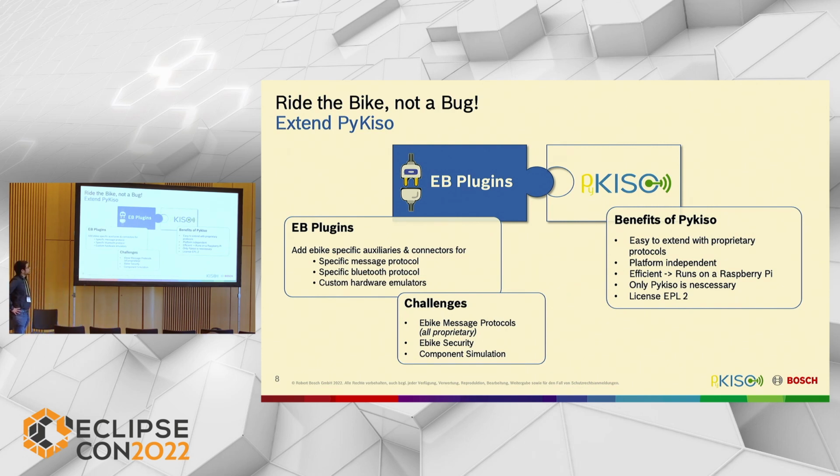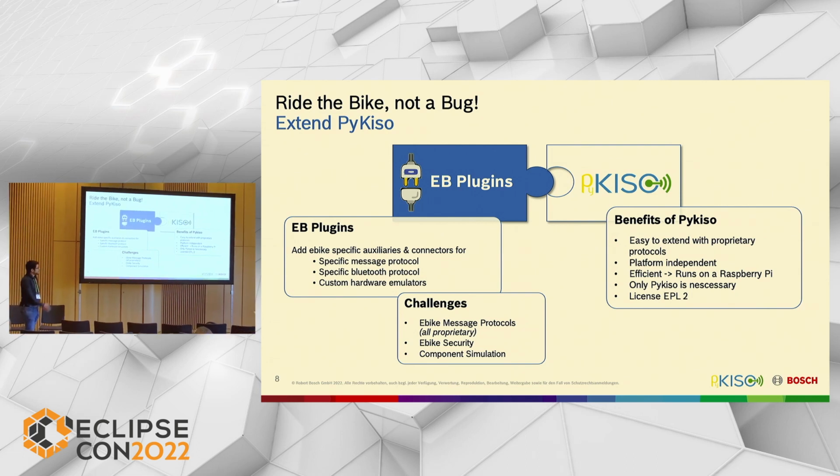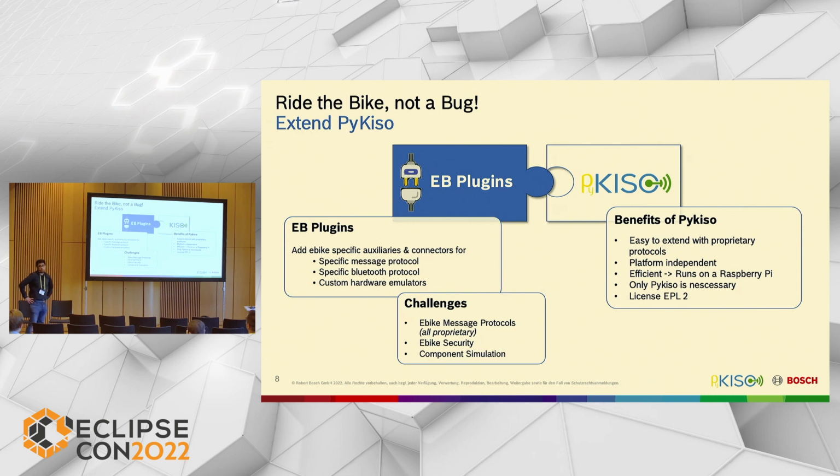Of course, if any one of you downloads the PyKiso framework, it would not be possible for you to write tests with it for an e-bike. For this reason, we created an internal repository, which we call EB plugins, and the EB plugins extend the PyKiso framework so that we are able to test the bike. Especially, we add communication auxiliaries, because all of our protocols are proprietary, and we also add auxiliaries for custom hardware, because we also have custom emulators. It's, for example, the ABS speed simulator.